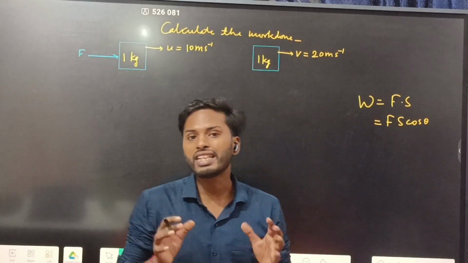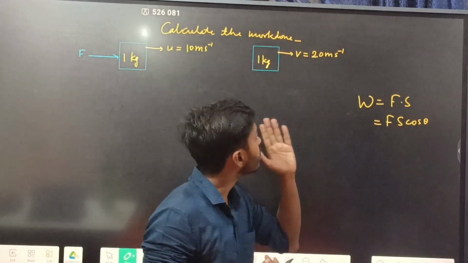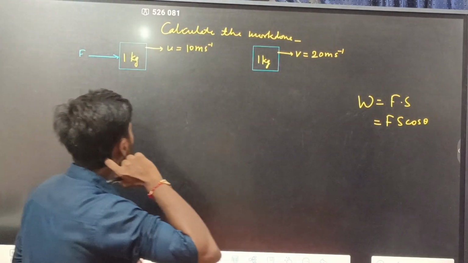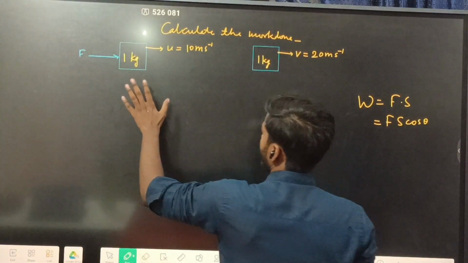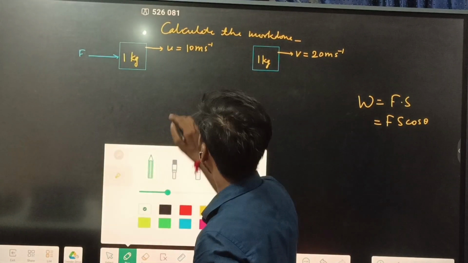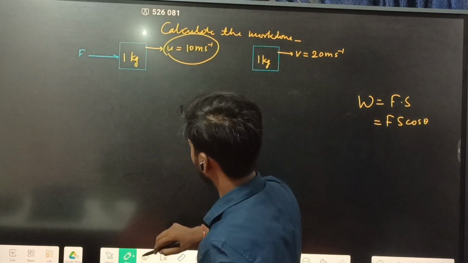So for solving this kind of problem, the work-energy theorem comes into play. What we have, listen: in the initial stage, its initial velocity was 10 meter per second.